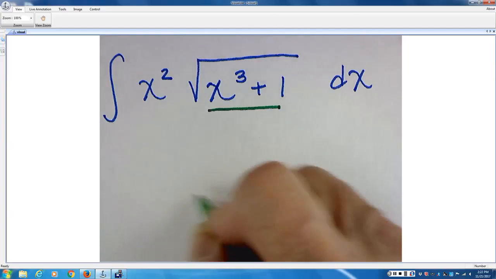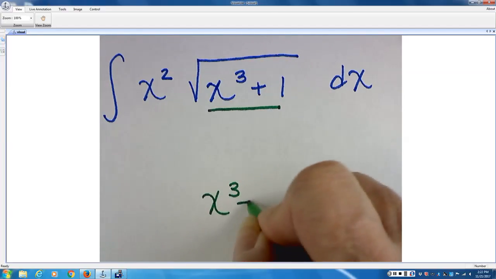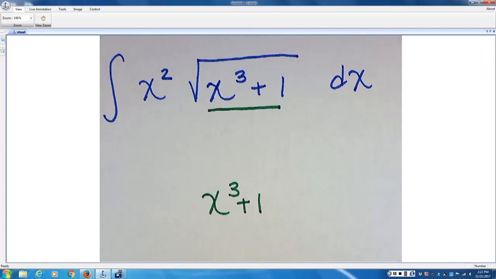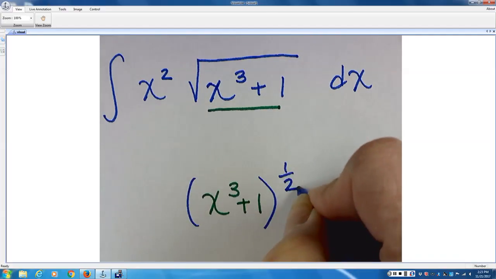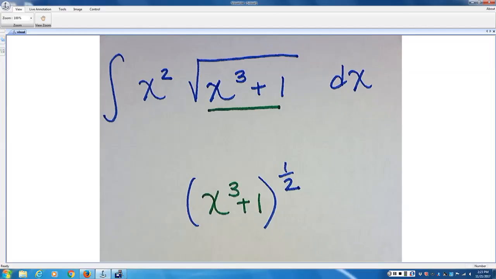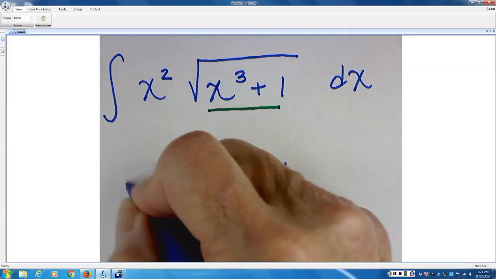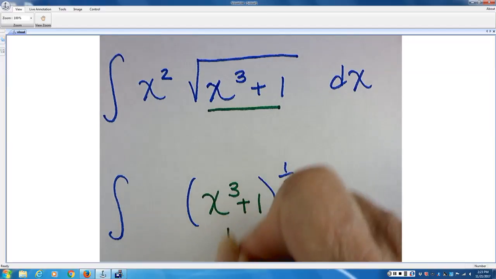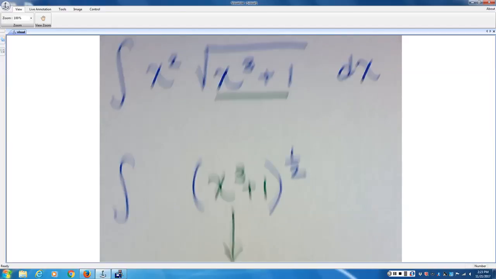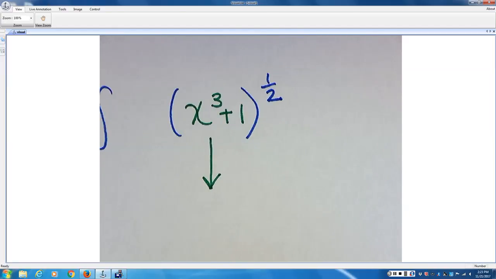Okay. Since we don't have anything that we can do with radicals, what are we going to do to change that to something we can do anything with? Pull it up to the top and call it 1/2 power, right? So there's our function raised to the 1/2 power. And we want to integrate that function. But the question is, do we have the derivative of that function? So that's going to be the first thing we're going to have to think about. What's the derivative of x cubed plus 1?